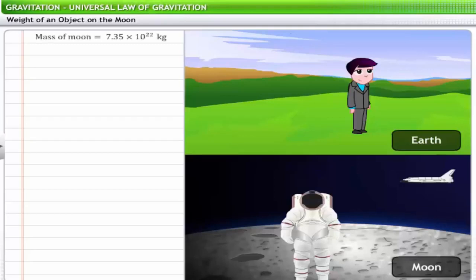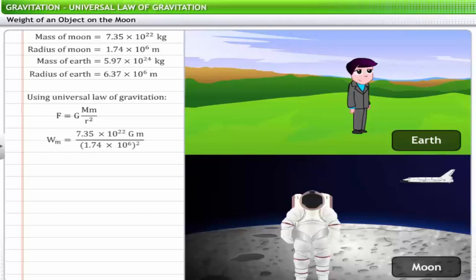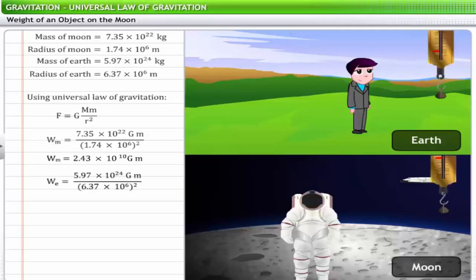The mass of the Moon is 7.35 × 10^22 kilograms, and its radius is 1.74 × 10^6 meters. The mass of Earth is 5.97 × 10^24 kilograms, and its radius is 6.37 × 10^6 meters. Using the universal law of gravitation, we can find the force or weight of an object of mass m on Earth and the Moon. By substituting the values and solving, we get the weight of the object on the Moon as 2.43 × 10^10 × g × m. Similarly, we get the weight of the object on Earth as 1.47 × 10^11 × g × m.